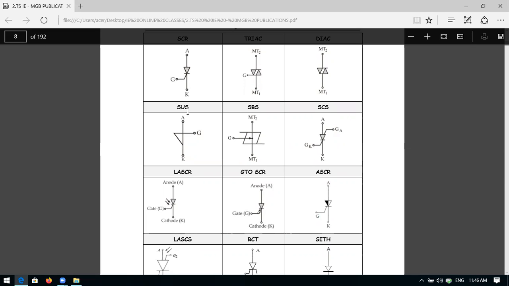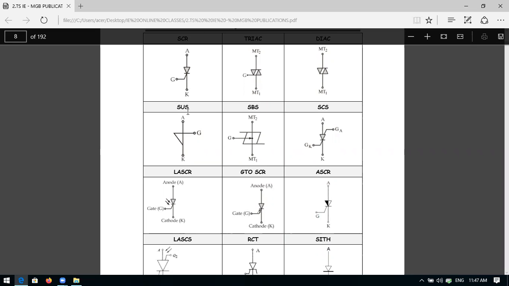So SBS, what is the SBS? Which is silicon bilateral switch. So bilateral means, how many terminals? We have 3 terminals, MT1, MT2, and gate. So you can also draw the circuit symbol. Circuit symbol also you can see here, MT1 and MT2 and a gate, and you can also interchange. Sometimes they will also give anode and cathode in the place of the main terminals MT1 and MT2. You can also write anode, cathode, and gate. There is no difference. There is no problem.